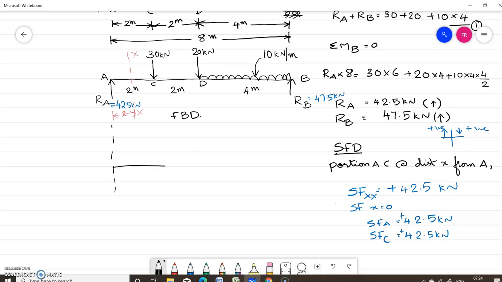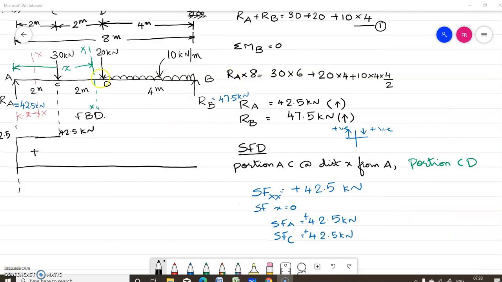So first you draw the center line of the beam. Now you can take this value as 42.5. So this left portion is 42.5. So at A it is 42.5. There is no load up to this point C. So at C also there is 42.5. It is positive, so above the baseline.